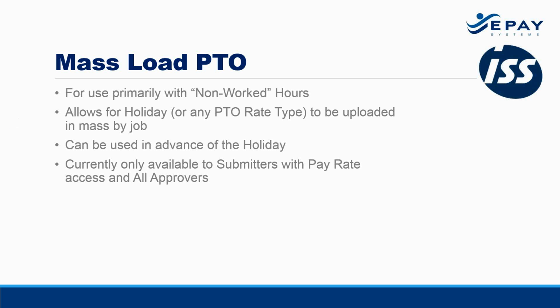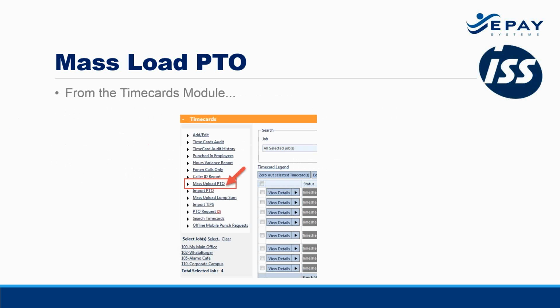Now, the way this works is from the Timecards module, you have a link on the far left-hand side of the screen, about halfway down, and it says Mass Upload PTO. When you click on that link, depending on what jobs you currently have selected, for example, I have these jobs currently selected on my list, if I go in there and click on Mass Upload PTO, I'm only going to be able to work with the jobs that I have currently selected. So that's one of the main criteria before you get started: you already have one job or multiple jobs that you may want to do Mass Upload PTO for. Once again, you have to have them selected in order to work with them.